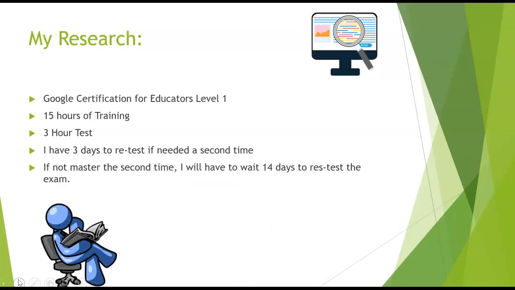In my research, I found out that the Google certification for educators Level 1 was 15 hours of training. Once you had gone through the training, there was a 3-hour test. I had 3 days to retest if needed a second time, and if I did not master it the second time, I would have to wait 14 days to retest the exam.